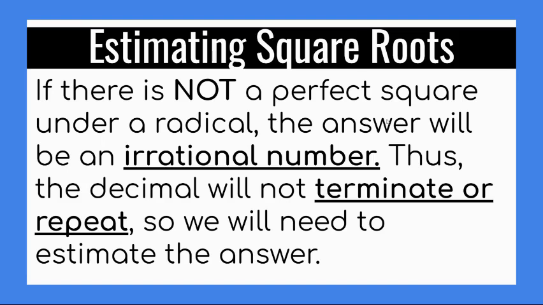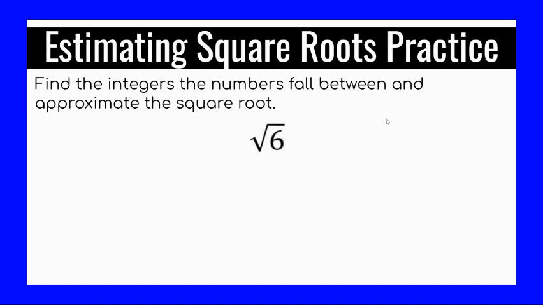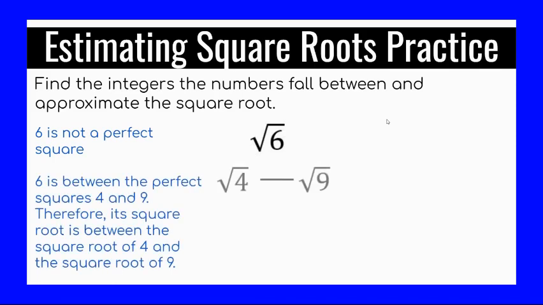So we're going to estimate these square roots. Well, what do I mean by estimating? 6 I can see is not a perfect square because I cannot think of any number times itself that would equal 6. So instead, I'm going to estimate which 2 integers the square root of 6 is going to be in between. Well, I know that the square root of 6 is in between the square root of 4 and the square root of 9 because the number 6 falls between 4 and 9.